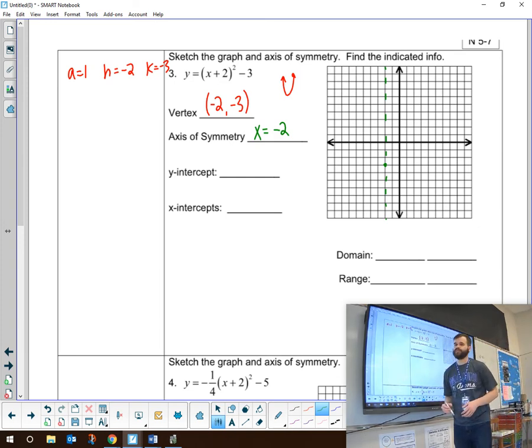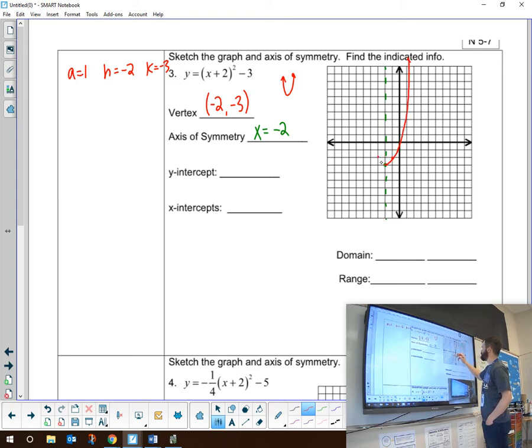And we know it's opening up. Since my A is just 1, for my first little bit, we're just going to go up 1 over 1, up 1 over 1. So we're going to go up 1 to the right 1, up 1 to the left 1. So it's going to go out like this and out like this. Okay?